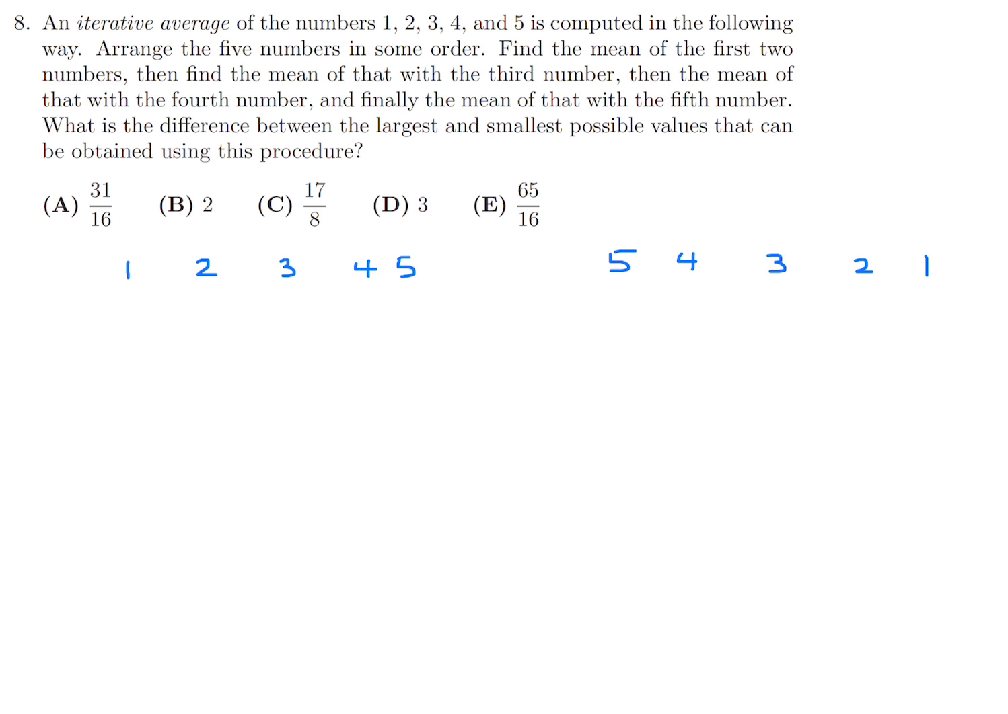You take the first 2, 1 plus 2, take the average, so that would be 3 over 2, which is 1.5. Then take that with the next number, add them, take the average, so that would be 4.5 divided by 2, which is 2.25. Then take that number and the next number, add them and divide by 2, and it would be 6.25 divided by 2, which is 3.125. And then 5, and finally add those two and divide by 2. 8.125 divided by 2 is 4.0625.